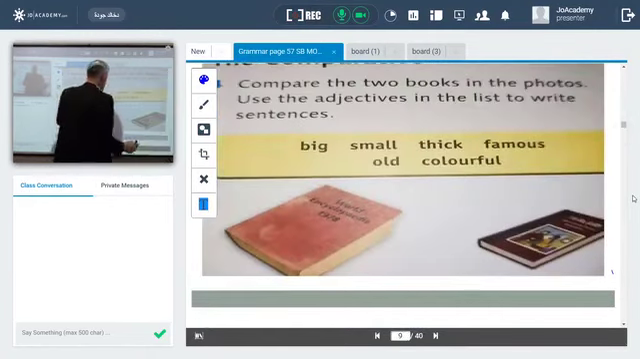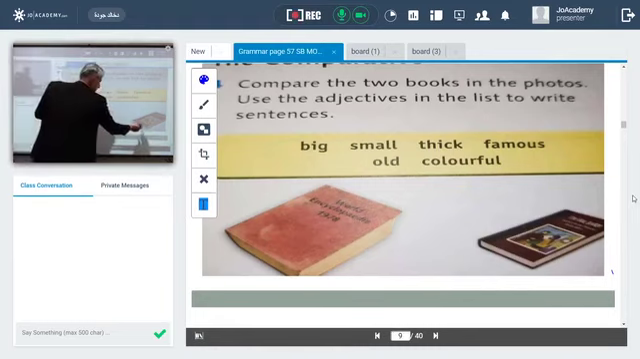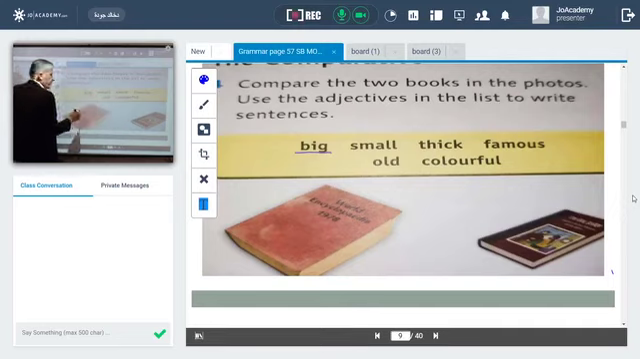Okay. So here I have an encyclopedia, and we have a story. So this is a book and this is a book. So we need to make a comparison between the two books. The encyclopedia and the story. The first example is written like this: The encyclopedia is bigger than the book. So here he used the adjective bigger than.